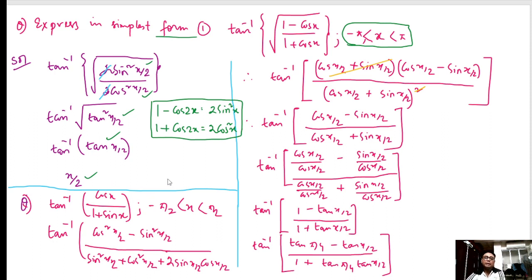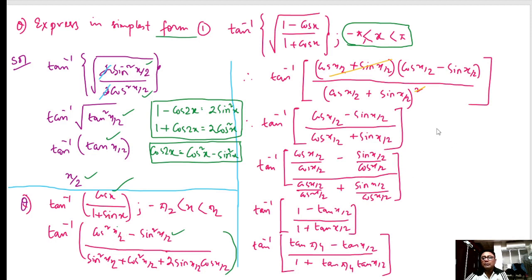Similarly, please keep a note of this also. Cos 2x is cos square x minus sine square x. Please keep a note of these formulas which you will require. So here cos x I can write as cos square x by 2 minus sine square x by 2, and 1 plus sine x. Please note here, 1 plus sine x.